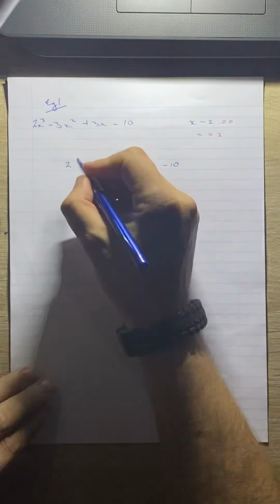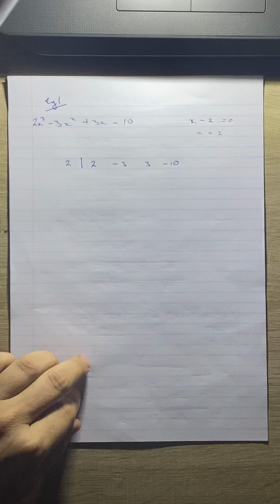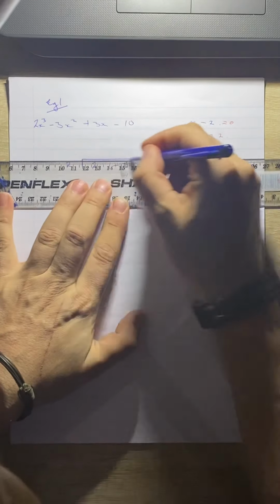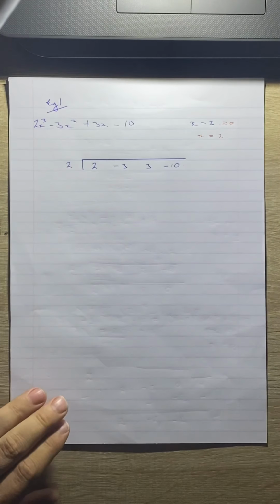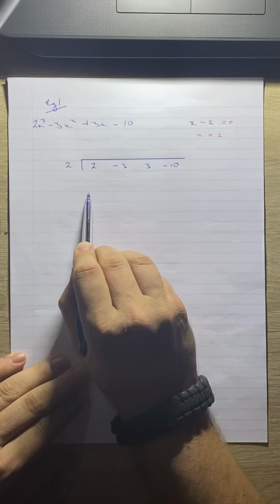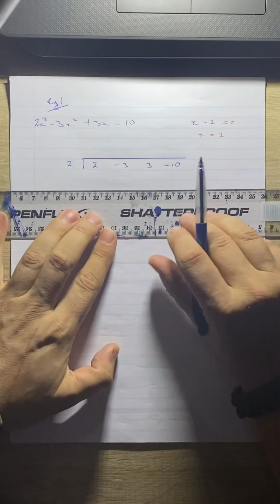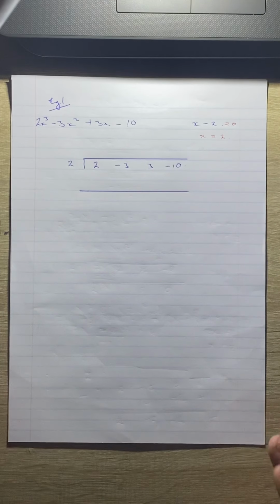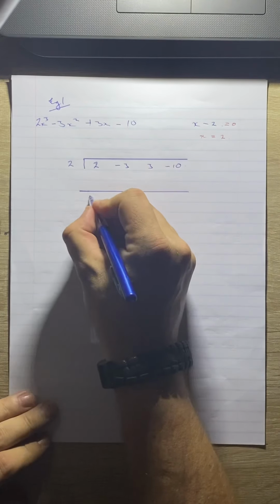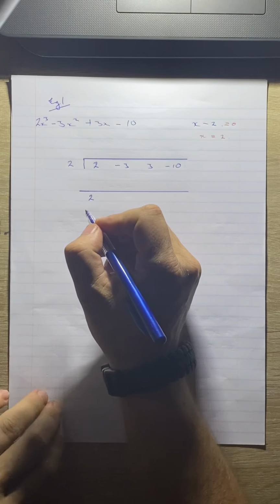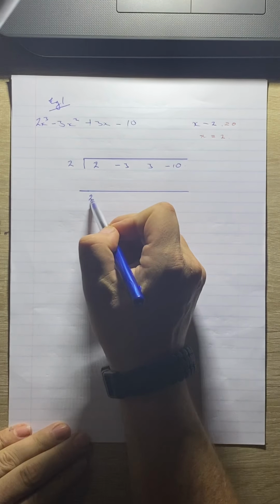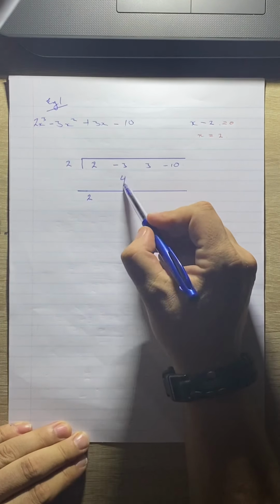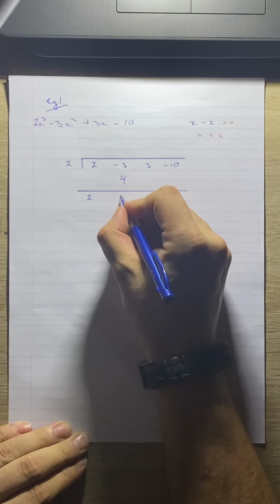Okay, and then I draw like a division line that you guys are used to. Just something like this. Okay. And then I'm going to miss a line, and then I'm just going to draw a line over here. And what I do is I'm going to bring down this one immediately. So we've got 2 there. Okay. Now I take this times this, and I get 4. Then I work out what this is. So it's minus 3 plus 4 gives me 1.